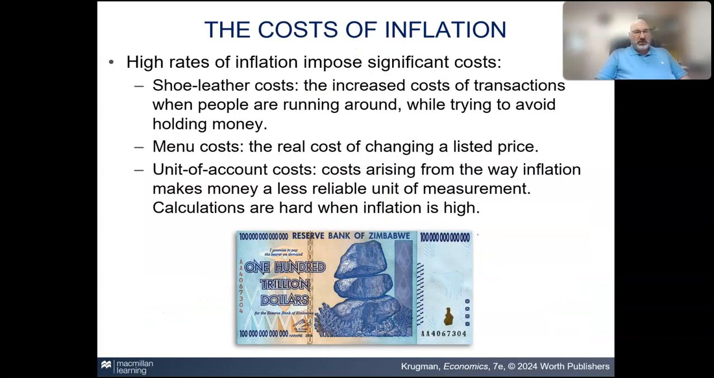All right. So high rates of inflation impose a lot of costs. You've got the shoe leather cost, the increased cost of transactions when everybody's running around trying to avoid holding money, because you don't want to hold money for very long since it's not worth very much. The menu cost is the cost of changing prices on a board or menu. Unit of account cost comes from the way inflation makes money a less reliable unit of measurement. It's really hard to calculate things when inflation is high.